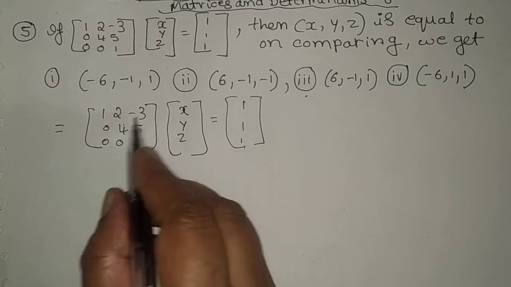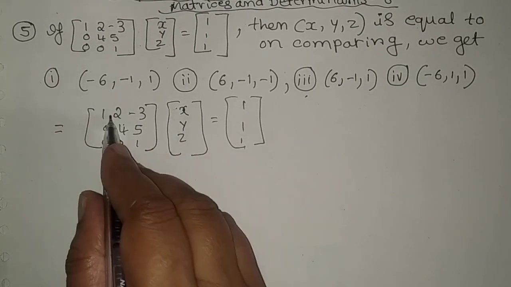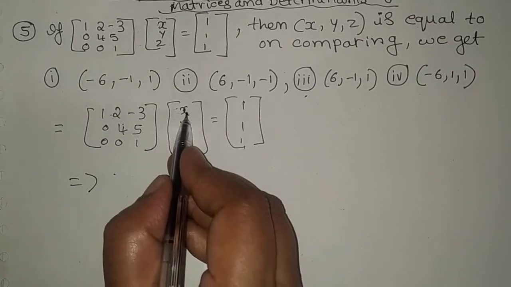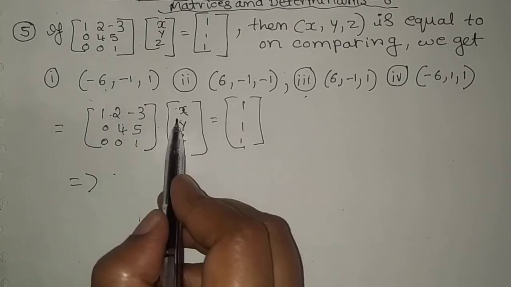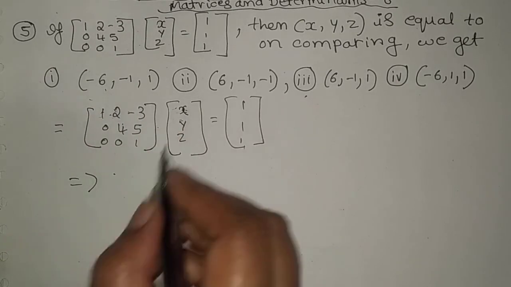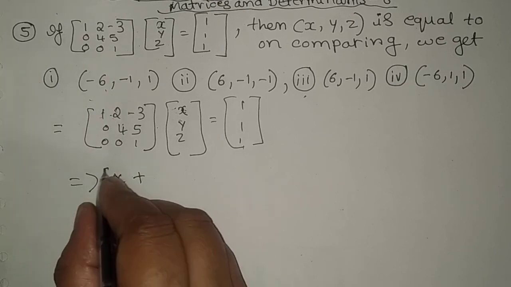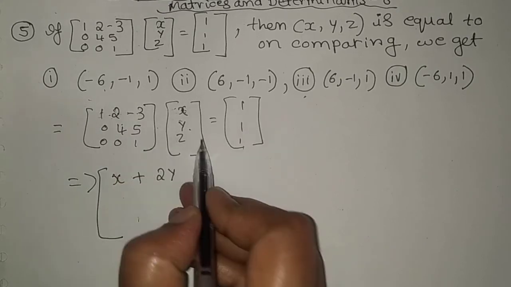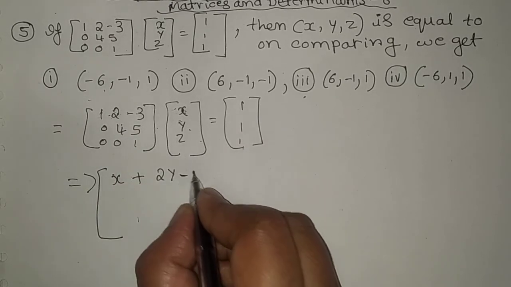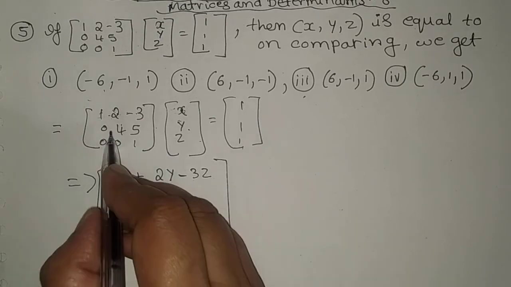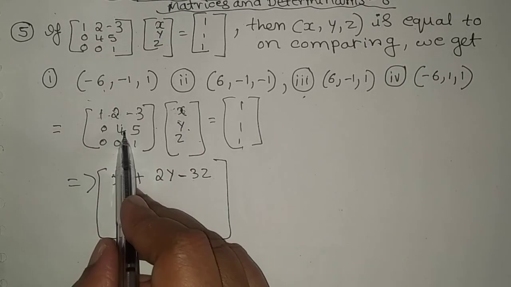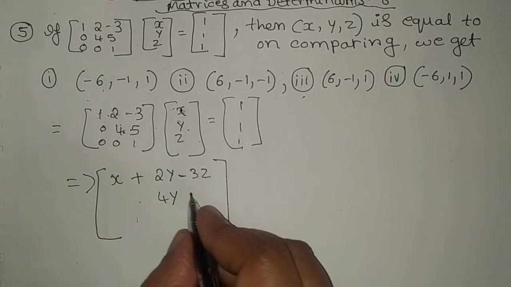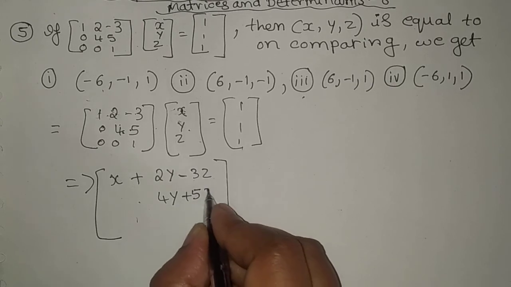So after this we can just take this one, so I'll write down the equation. Multiplying this: 1 into x, that is 1x, plus 2 into y, that is 2y, then minus 3 into z is minus 3z. Then 0 into x, 0. Then 4 into y, 4y. Plus 5 into z is plus 5z.